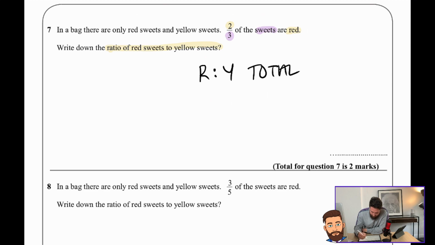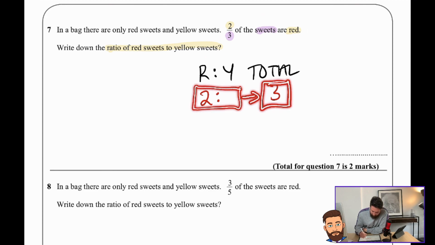So how that works is the bottom number will always be the total. So that will be 3. So there are 3 total parts. And it tells me that 2 of them are red. So I can fill in 2 for red. Okay. Well, now I can see here quite clearly what yellow would have to be. Remember, this part of red and yellow added together gives me this total here. So clearly I can see yellow must be 1.